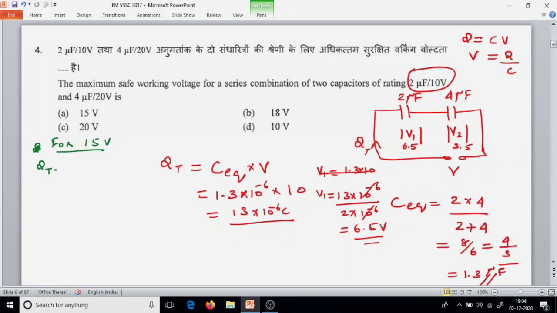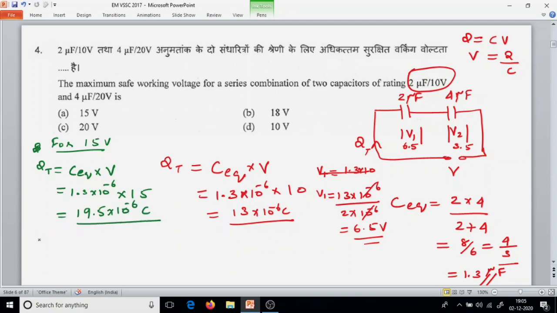QT, the total charge flowing through the series combination, is C equivalent multiplied by voltage, that is 15 volts. C equivalent we got 1.3 microfarad, 10 to the power minus 6, multiplied by 15. 1.3 multiplied by 15, we get 19.5 into 10 to the power minus 6 coulombs.